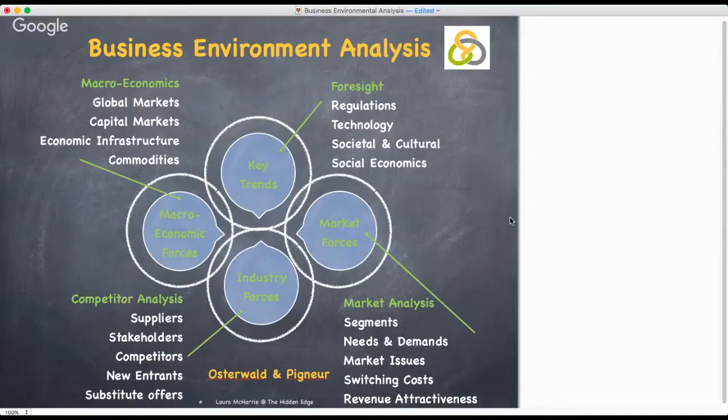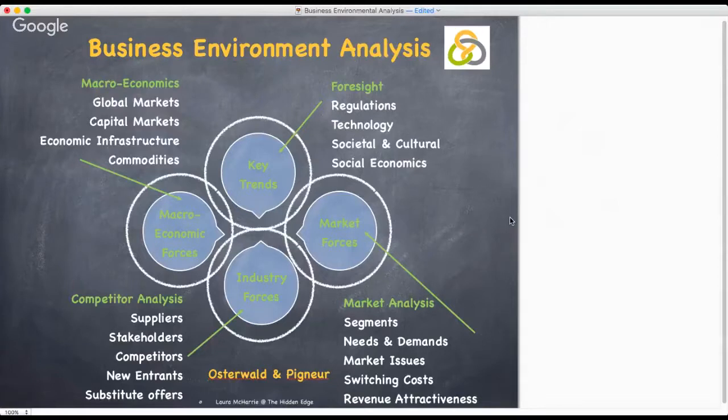Starting with macroeconomics, the global market conditions outline the current overall conditions from a big picture perspective. Capital markets describe the funding conditions as they relate to your capital needs. Economic infrastructure describes the access to suppliers, consumers, taxes, public services, transportation and trade, for example. And commodities highlight the different prices and price trends for the resources that you need in your business.